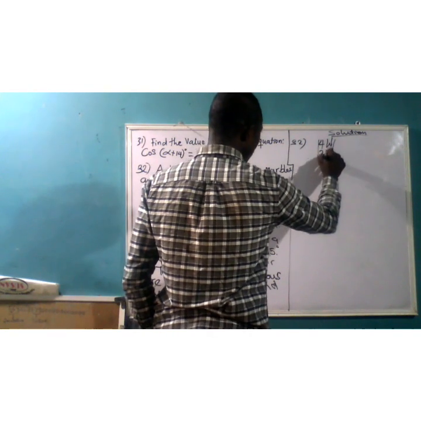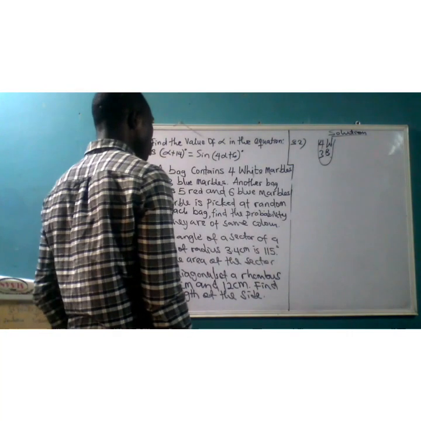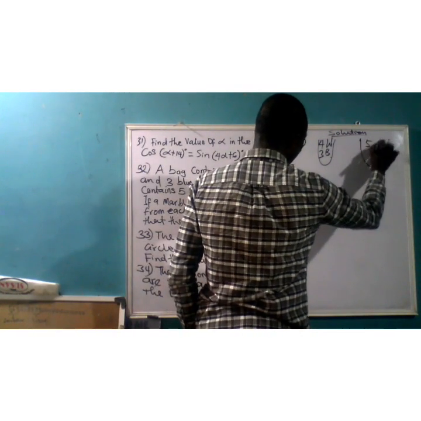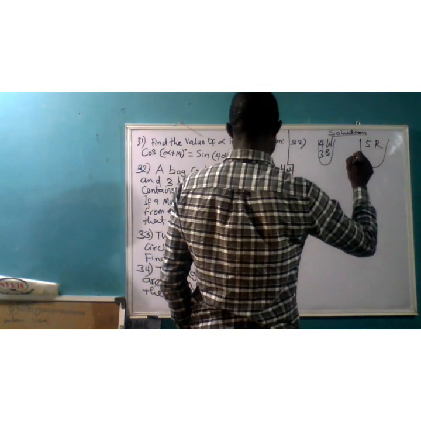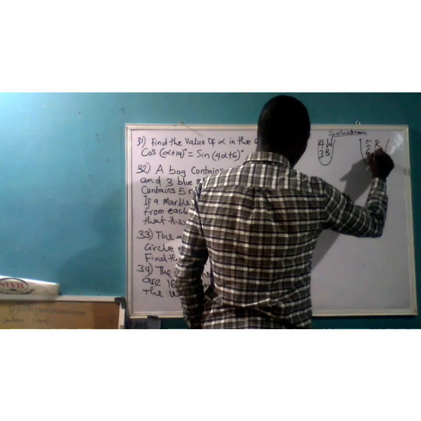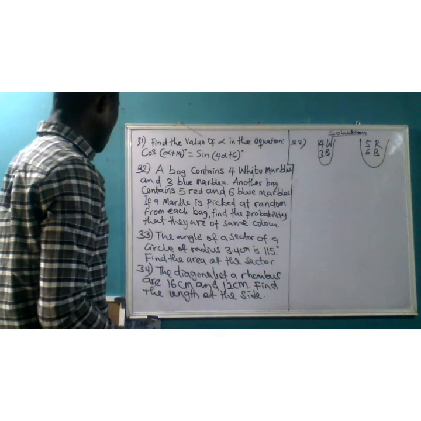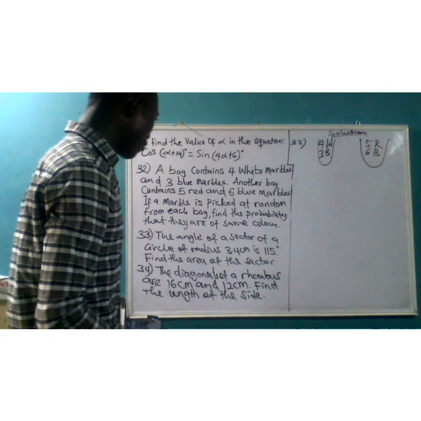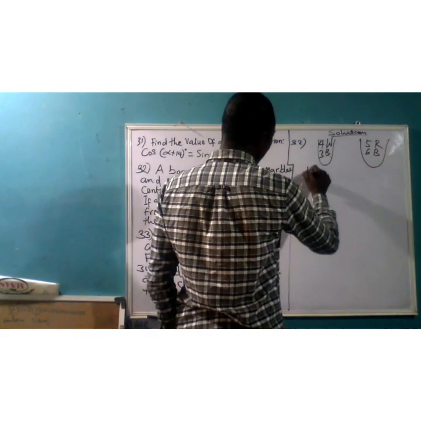Then 3 blue. Blue marble is represented by B. Another bag, that's the second bag, contains 5 red, which is represented by R, and 6 blue. So 6 B. Blue is represented by B. Now we are asked, if a marble is picked at random from each bag, find the probability that they are of same color.